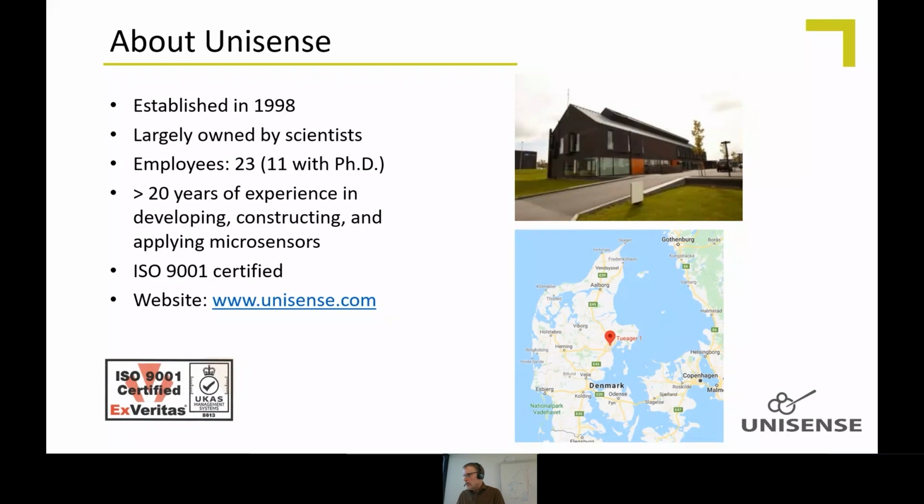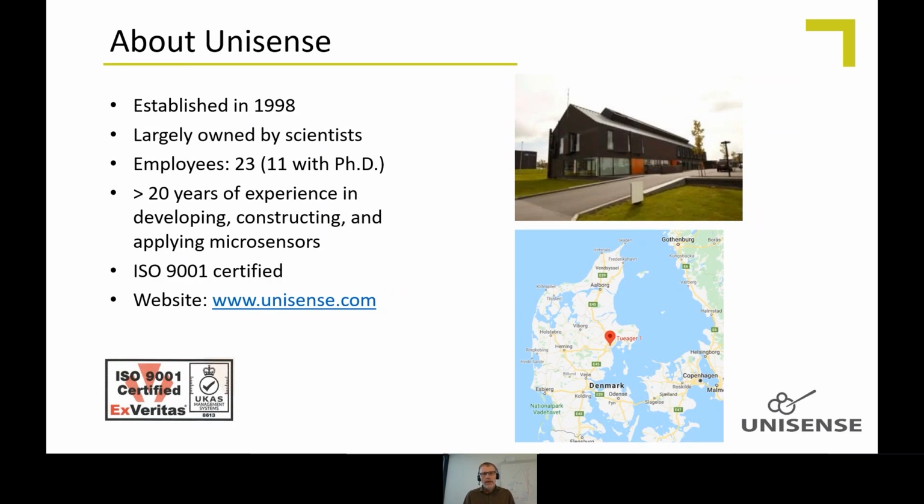Unisense was established in 1998 by scientists from Aarhus University that wanted to commercialize the microsensors. Still largely owned by scientists. We are now 23 employees at the moment, and we have more than 20 years of experience in developing and constructing and applying microsensors and all the electronics and software that go with it. We are an ISO certified company, so we have control of what we are doing. You can learn more about us on our website.